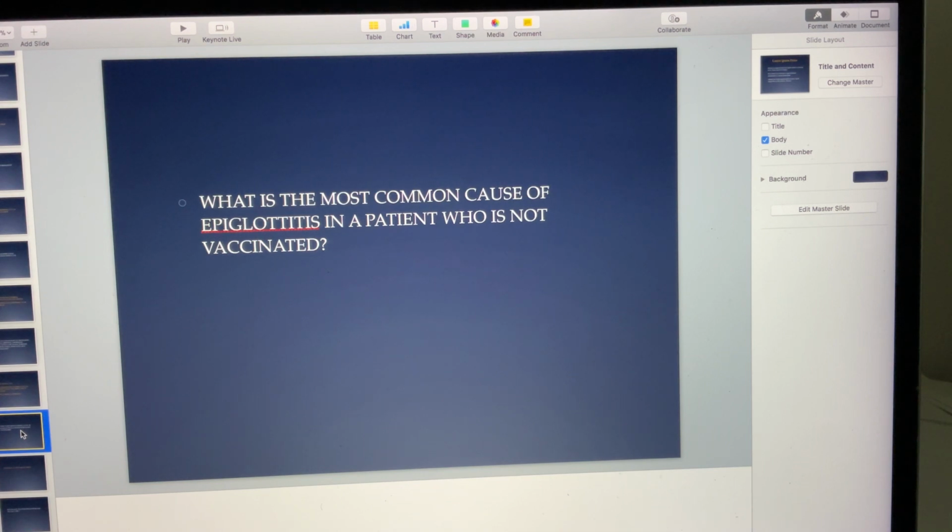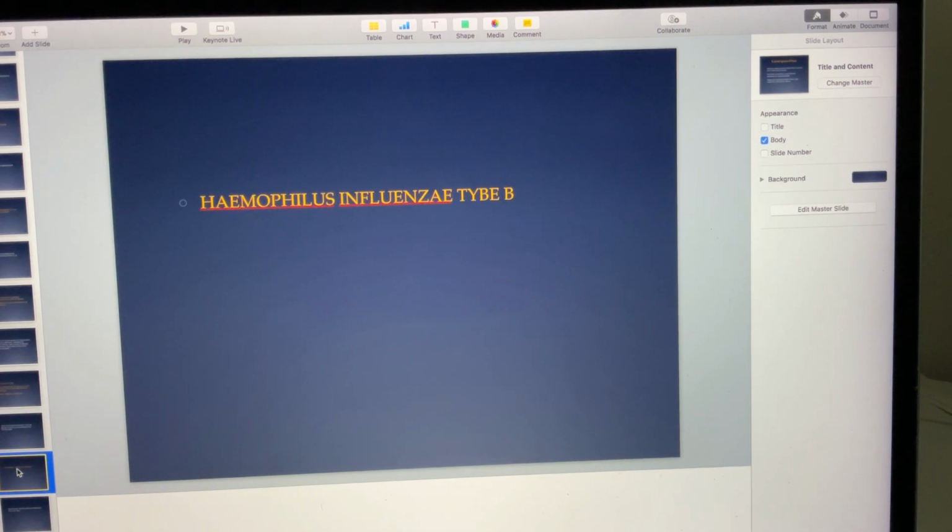Okay, this is a very important question. I actually had this question when I was doing my pediatric rotation. So what is the most common cause of epiglottitis if the patient is not vaccinated? The answer is Haemophilus influenzae type B. Okay, type B. There are other types, but specifically type B.